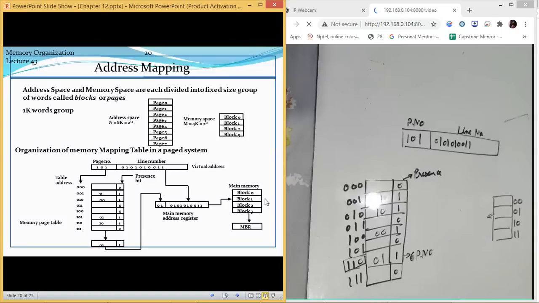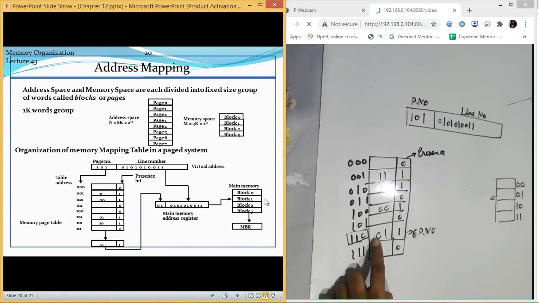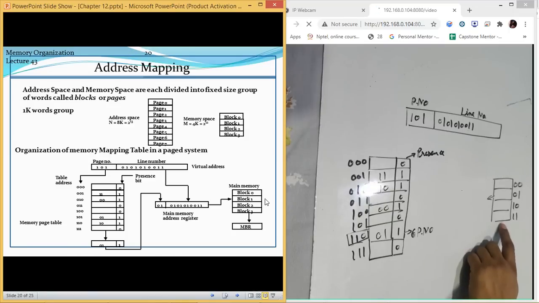Now, what we are going to do is we are going to convert these 3 different bits into 2 bits, and then we are going to search this at this place inside the line number.